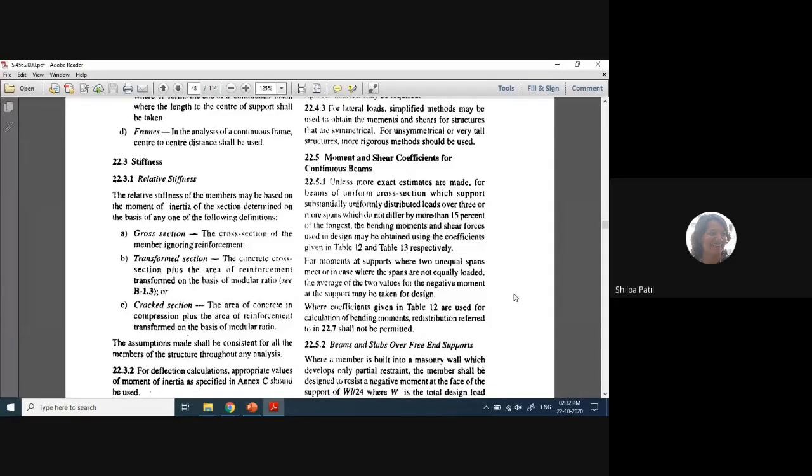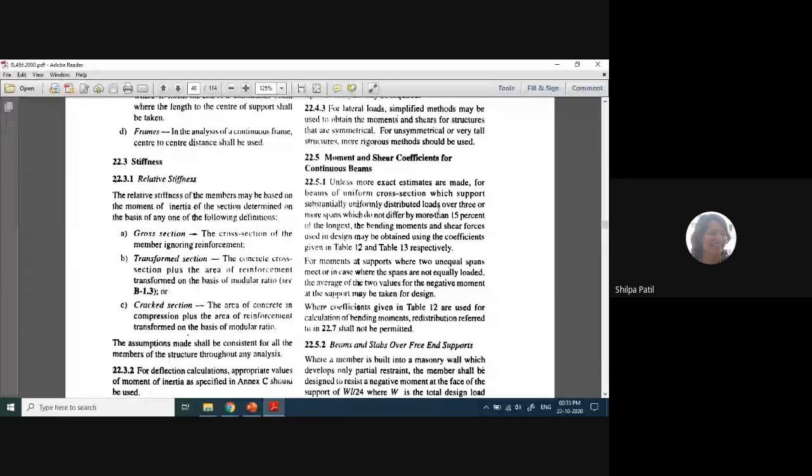Where coefficients given in table 12 are used for calculation of bending moments, redistribution referred to in 22.7 shall not be permitted. This is a very important criteria. This particular clause explains in which situation we can use this empirical method. What is the situation? Beams of uniform cross section which support substantially uniformly distributed loads. It means all the three spans.